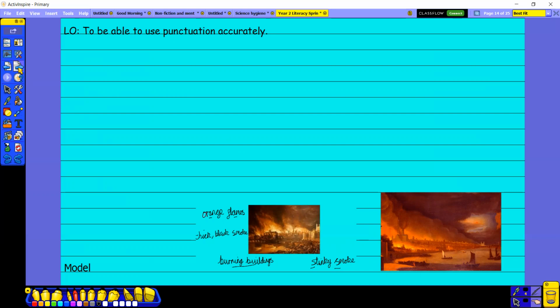So we have orange flames, thick, black smoke. Oh, I've already got a comma in there already. So I could start with the Great Fire of London, with a capital L because it's a capital city. The Great Fire of London began on a Sunday. So I'm going to give a little bit of an introduction as to what I'm writing about.